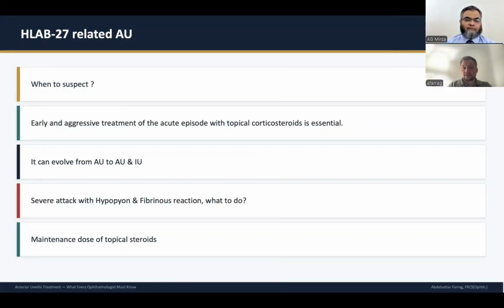Maintenance dose of topical steroid: you may end up with a maintenance dose of topical steroid as once a day, with monitoring of intraocular pressure, as you know.